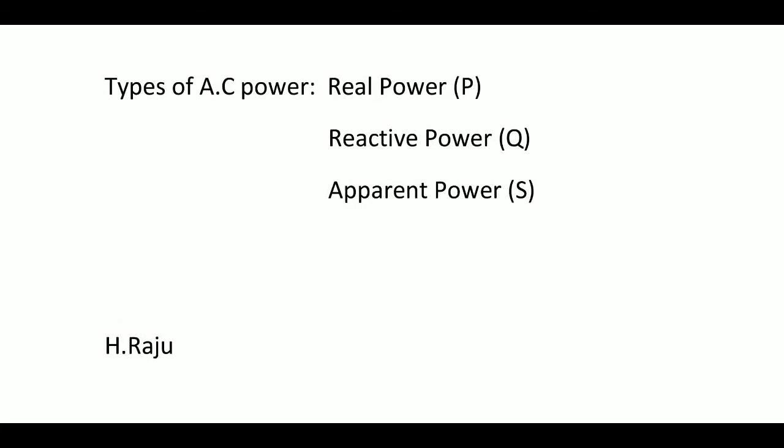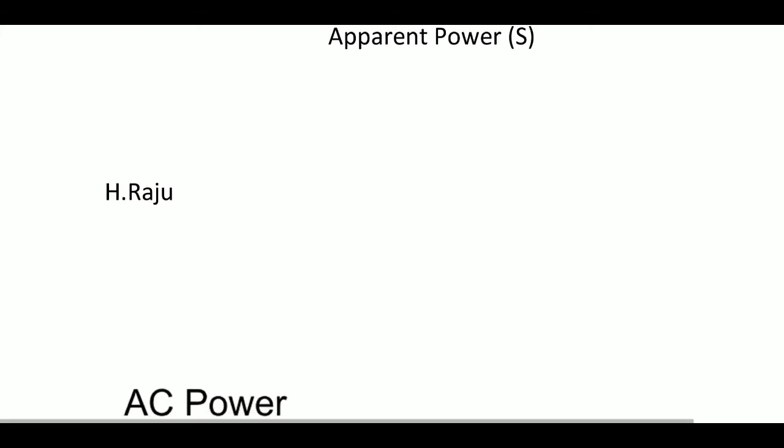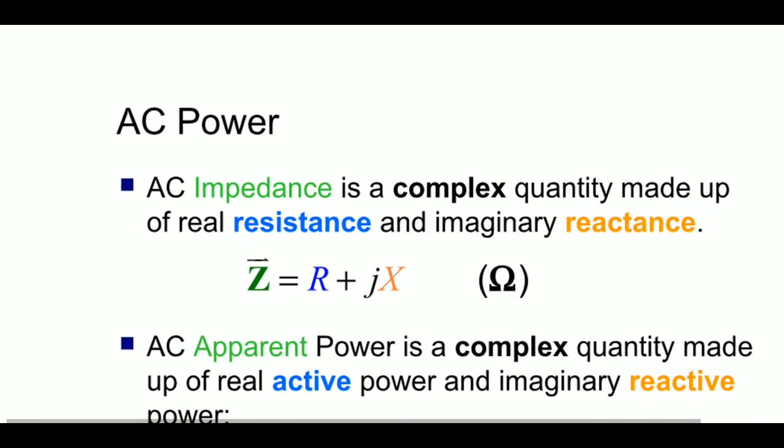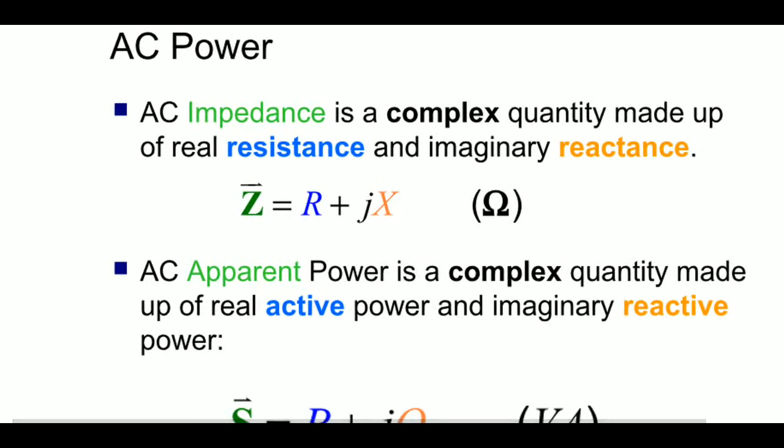In this video, we will discuss the types of AC power. Here are three types of power: real power, reactive power, and apparent power. The AC power. To know the AC power, we should know what AC impedance is.